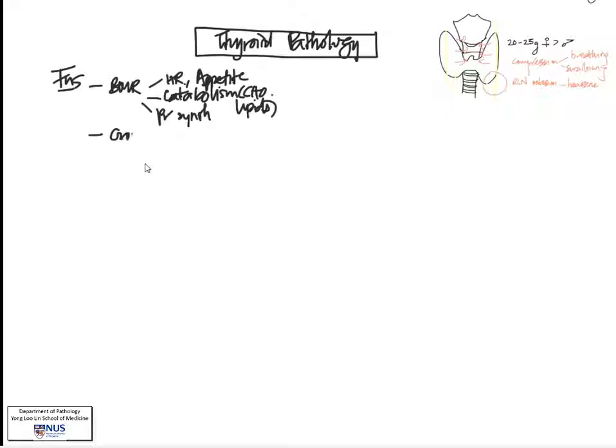Another important function is growth and development as well as maturation, especially in the CNS. So when there are congenital or developmental thyroid problems, for example, if there is aplasia or hypoplasia of the thyroid gland, where there's insufficient functioning hormone, the patients or the children will usually be very short in stature, and they may also have mental deficiencies. And we use the term cretinism for such patients.